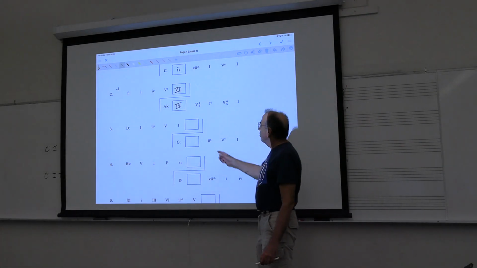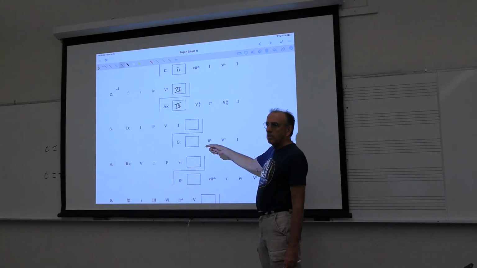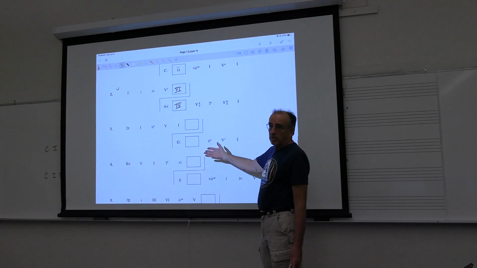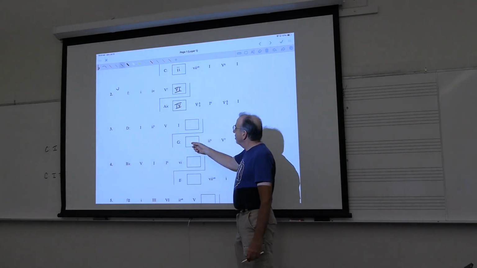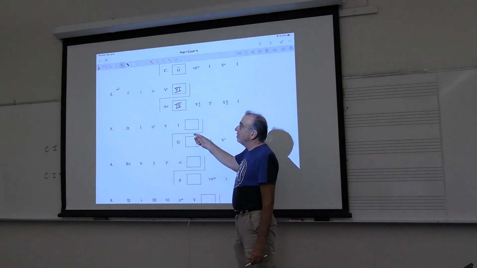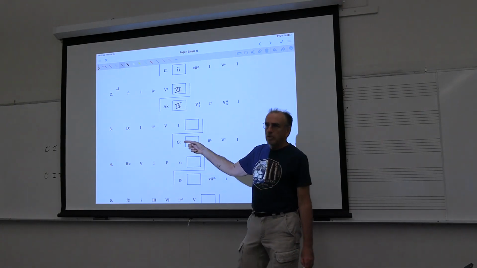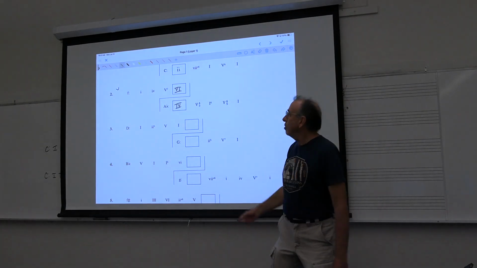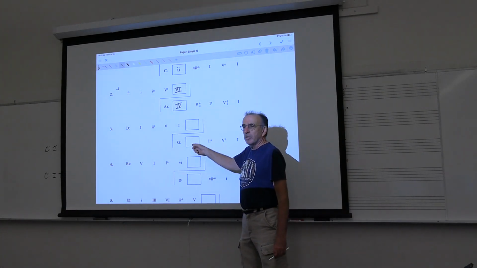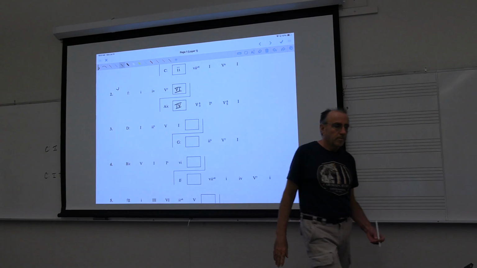So what normally goes before 2? 6, right? So 6 in G major would be the E minor triad, right? What would that be in D major? 2. So we'll just go 2 and then reinterpret it as 6, and that's it.